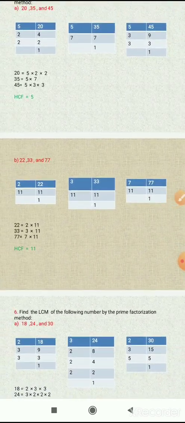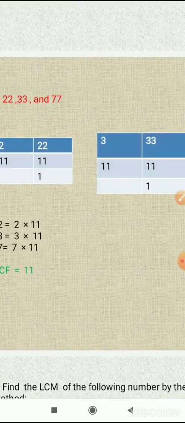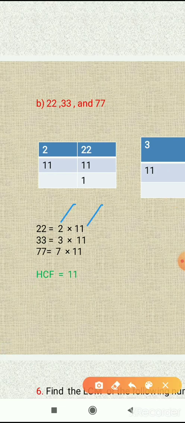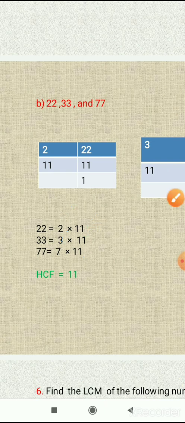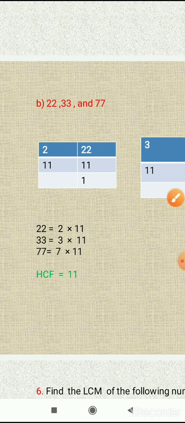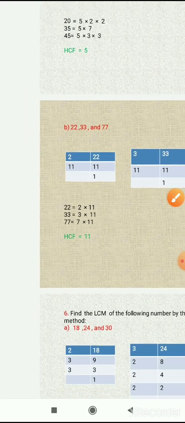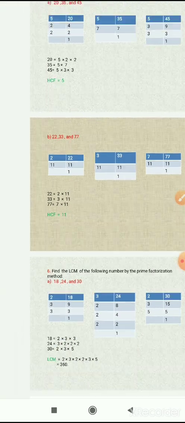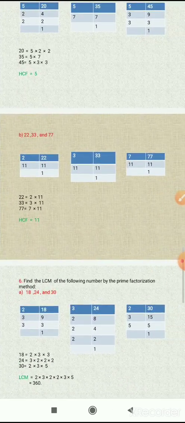So see student, here we get prime factorization of 22, 33 and 77. 2 into 11, 3 into 11, 7 into 11. Now from this we have to find common factors. So common factors only 1, 11. Okay, so highest common factor HCF is 11. In this way, we find here HCF by using prime factorization method. Now we will see next question.